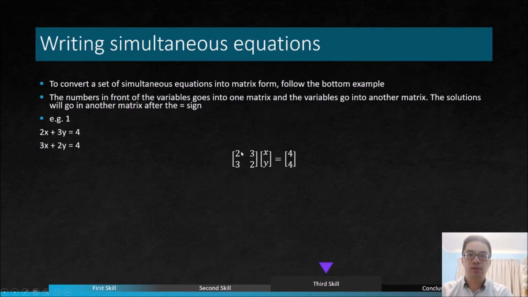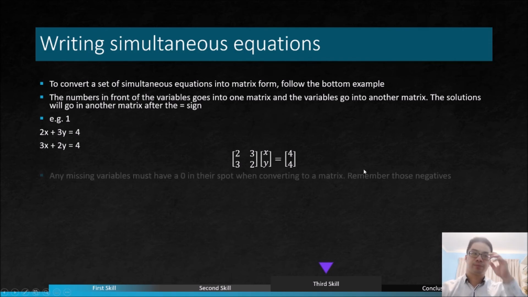So the 2x, the 2 goes here. The 3y, the 3 goes here. The 3x, the 3 goes here. The 2y, the 2 goes here. And then the two 4's go at the end. And the two variables are x and y, so they go here.